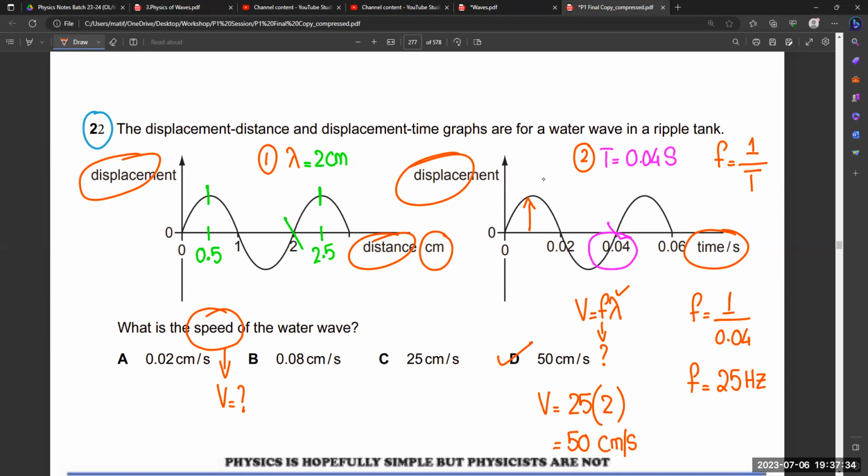Okay, so these are some basic questions related to the quantities and related to the basic formula of the speed of a wave. Any question, any confusion?